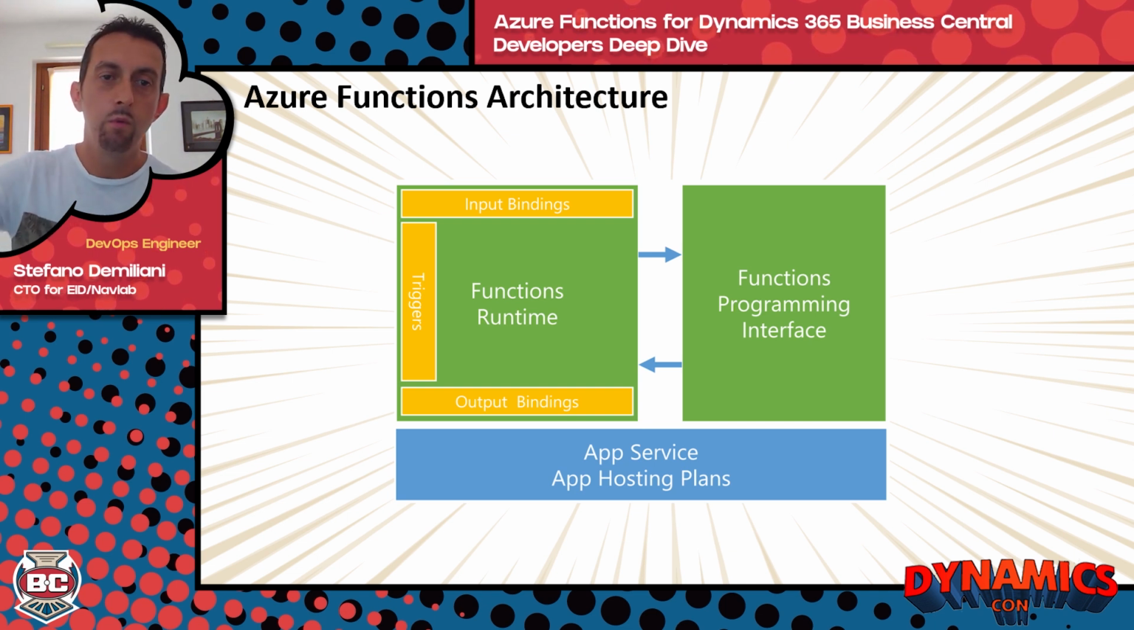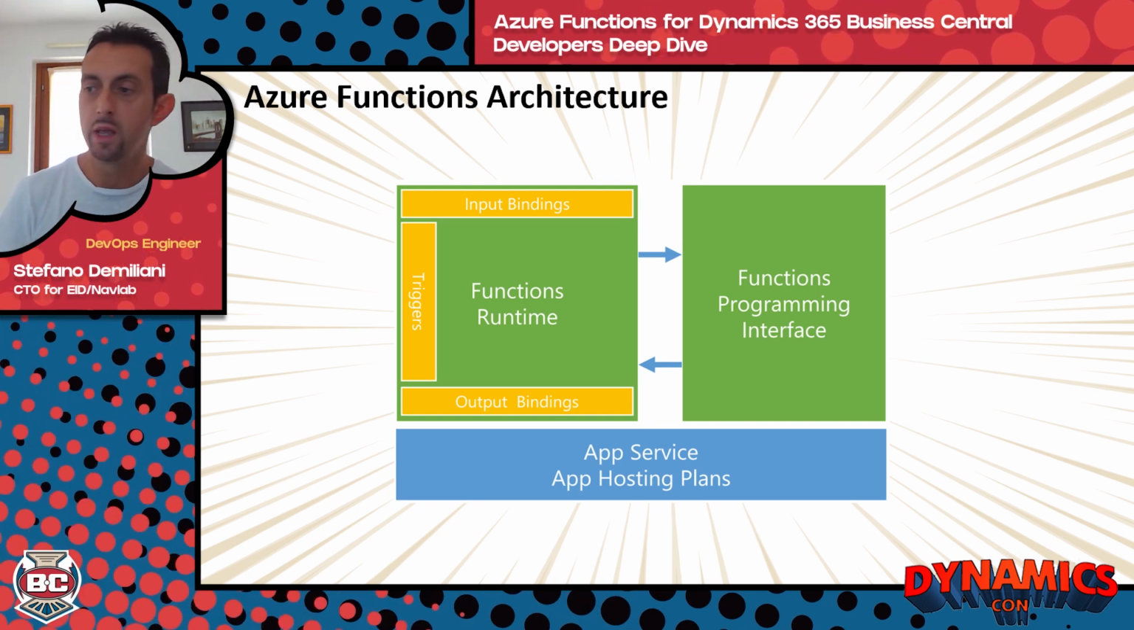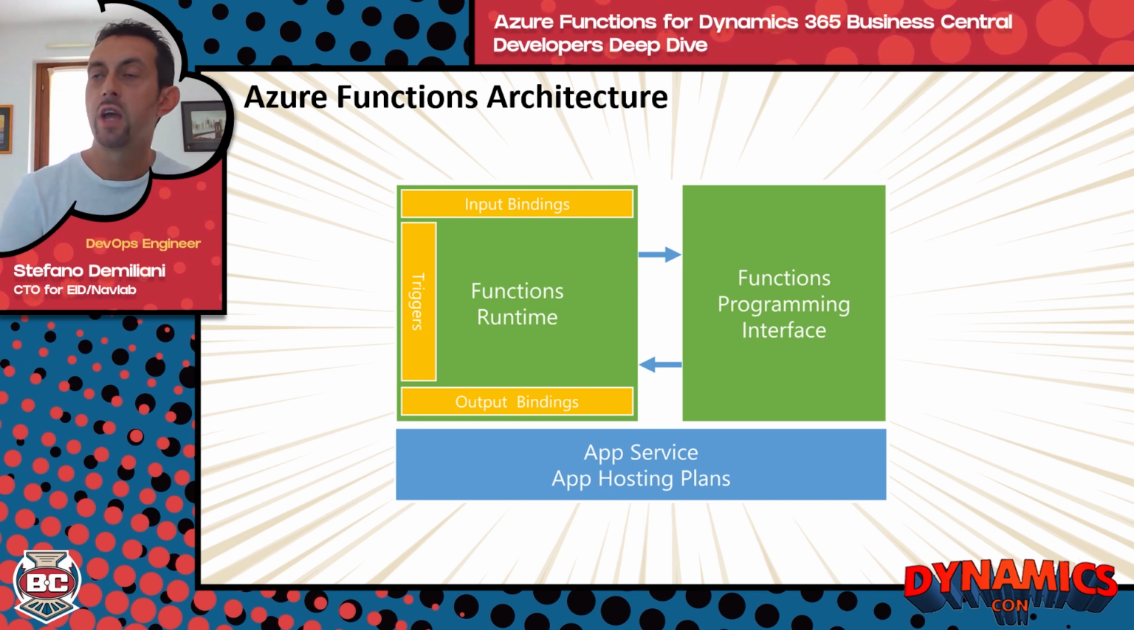Then there are bindings, input and output bindings. A binding normally is a connection to data within your function. Bindings are optional. They can come in the format of input and output. An input binding normally is the data that your function receives, so your input parameters. And the output binding is the data that your function sends to the outside as an output. Unlike triggers, a function can have multiple input bindings and output bindings.